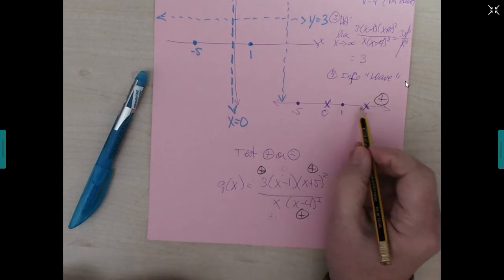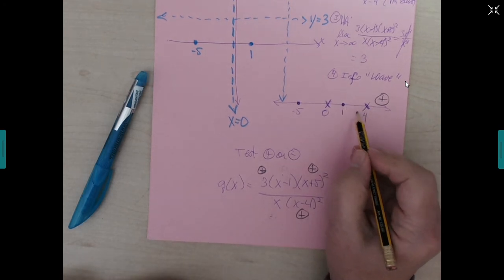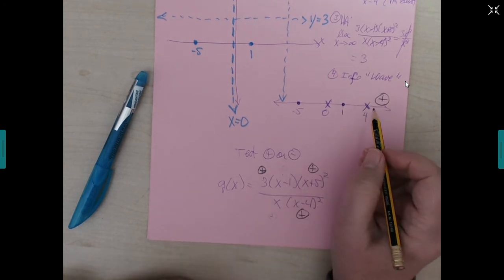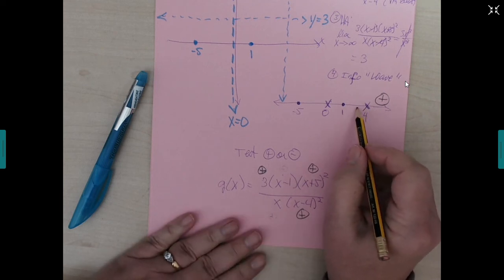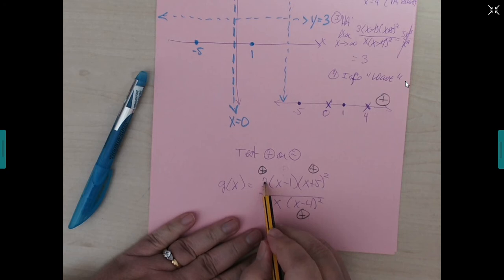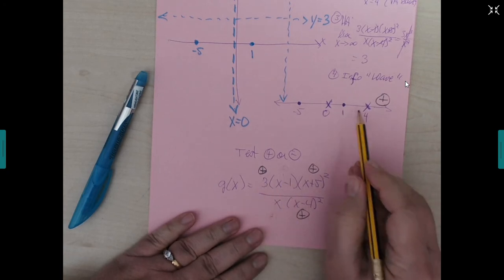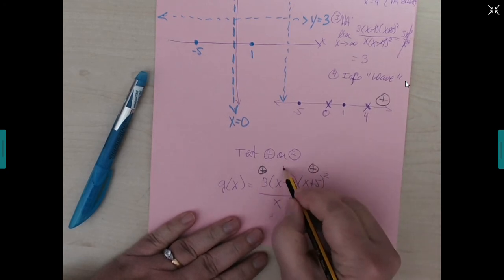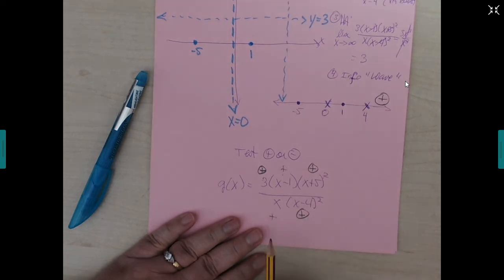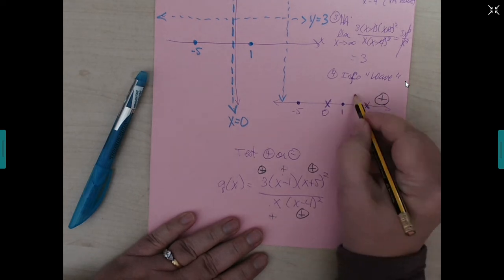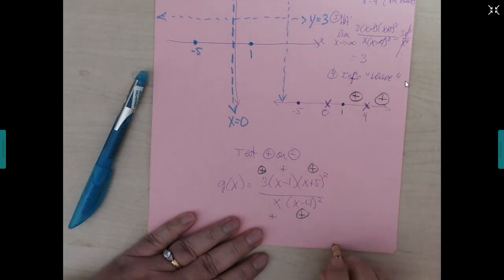So now I'm going to pick a number between 1 and 4. I'm going to pick 3 or 2 or 0.5. Doesn't matter. Pick a number. Check it out. 3 will always be positive. Let's pick 2. 2 minus 1, positive. And 2 itself is positive. So we have, again, all positive numbers. So it will be positive here.